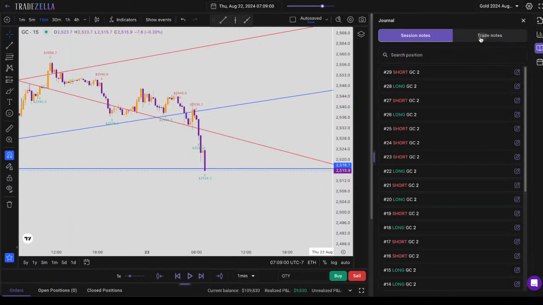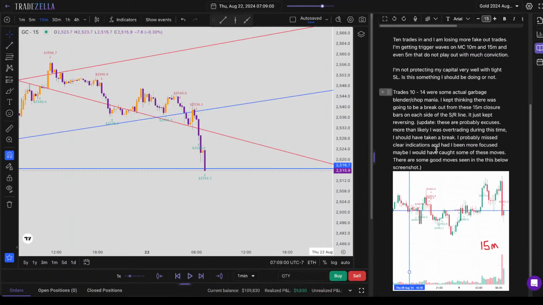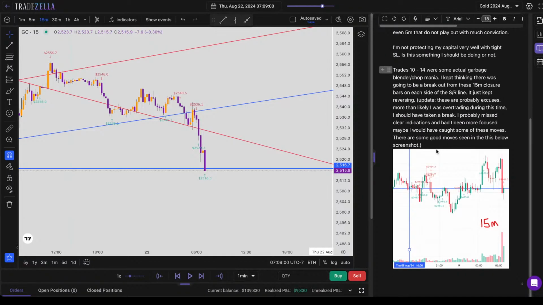Here we go. Journals over here. So this session notes, this is like the entire session. Throughout the entire month, we can touch on some areas that have been pain points for us, or just notes to self kind of thing.